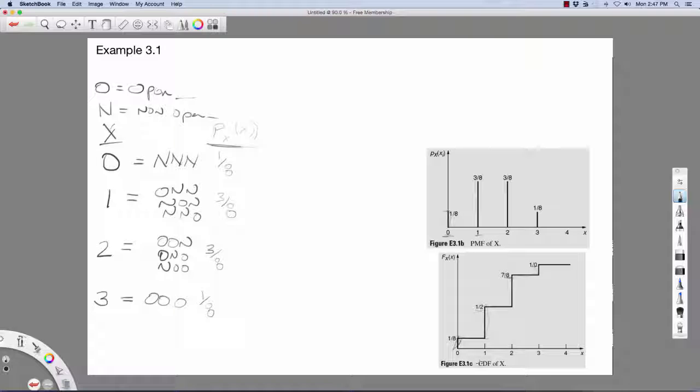It's pretty straightforward in this particular instance, where we're simply able to write out the entire sample space and evaluate it in this manner.